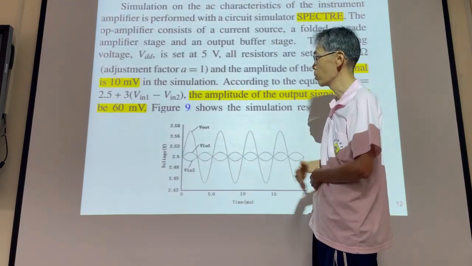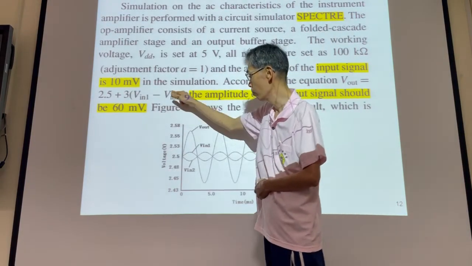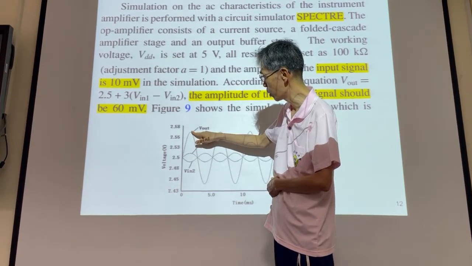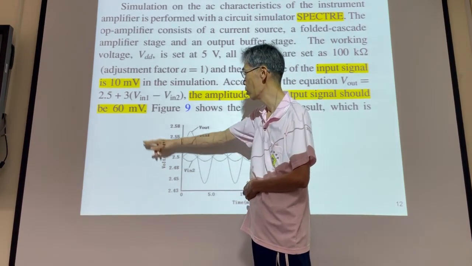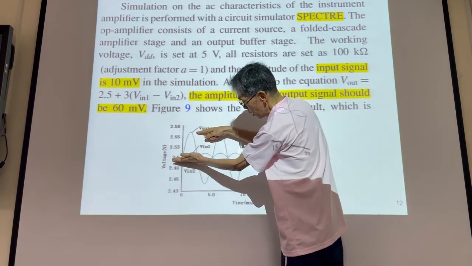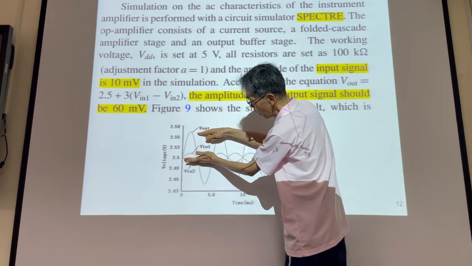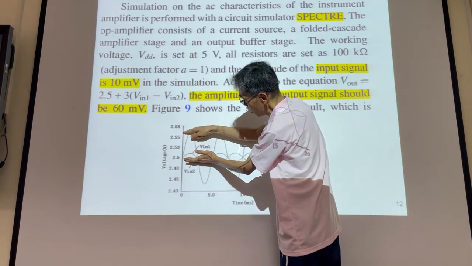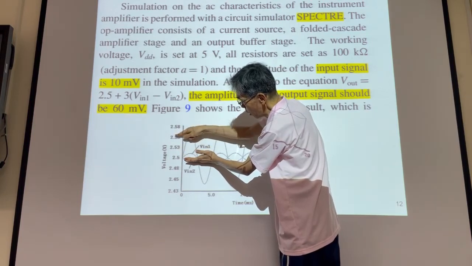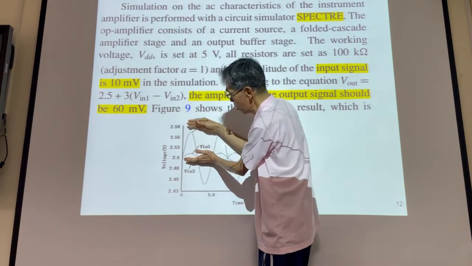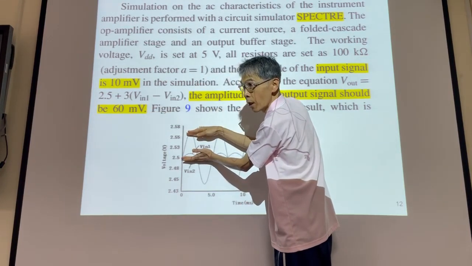Okay, next page. So for this differential mode input, Vin1, Vin2, this is output. So output could reach 60 mV. So this is the DC value 2.5 and 2.56. 2.56 minus 2.5 is 0.06 V. So it's around 60 mV. So this is output, 60 mV output.